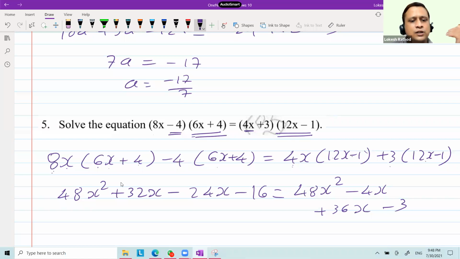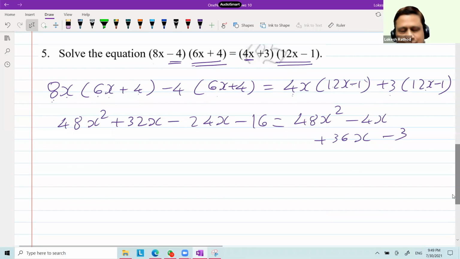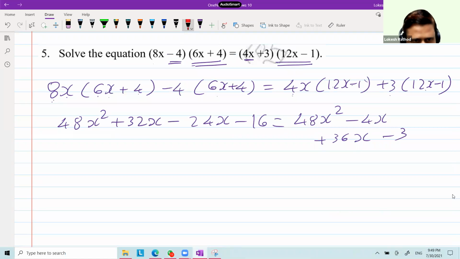So actually now we are solving a linear equation. Okay, so this second degree term will get cancelled anyway. So this thing will get cancelled. Now what I'll do, I'll bring all the terms containing x to the left hand side and numbers to the right hand side. Because if you wish, you can simplify this side also. Okay, so let's simplify first.